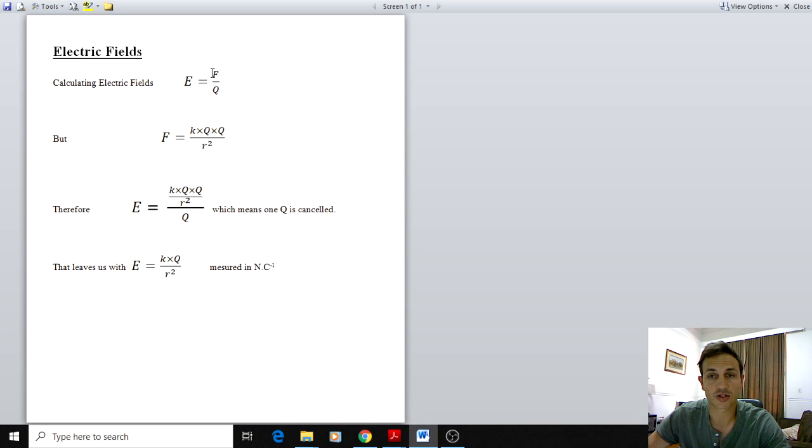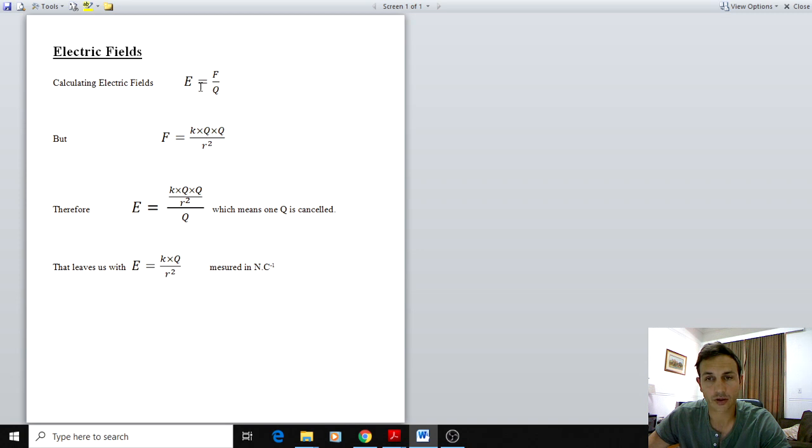Because remember, force is measured in newtons and charge in coulombs. That's why it is newton per coulomb, as you can see down here. Alright, so this is the one. That's the one way we can calculate electric field strength. But remember, the electrostatic force is calculated using this formula over here.